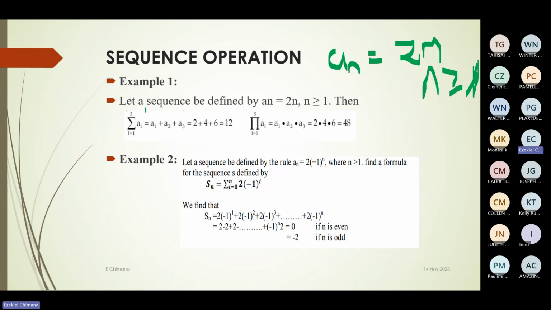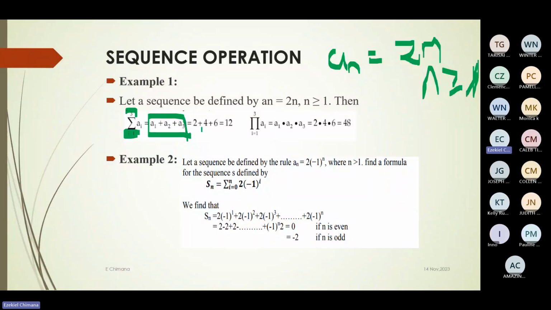So here we are looking for the summation from i equals 1 up to i equals 3. So the sum of a_i will be equal to a_1 plus a_2 plus a_3. That's what we are supposed to do there. So it's a subsequence of the whole sequence. So you'll be adding 2 plus 4 plus 6, which will give you 12. If you are going to do the multiplication, you do a_1 times a_2 times a_3, which is going to give you 48.